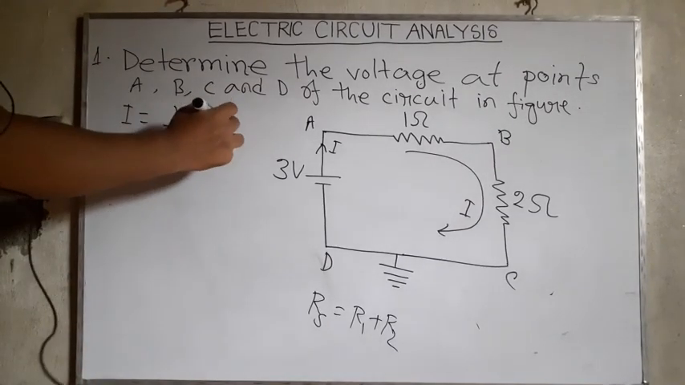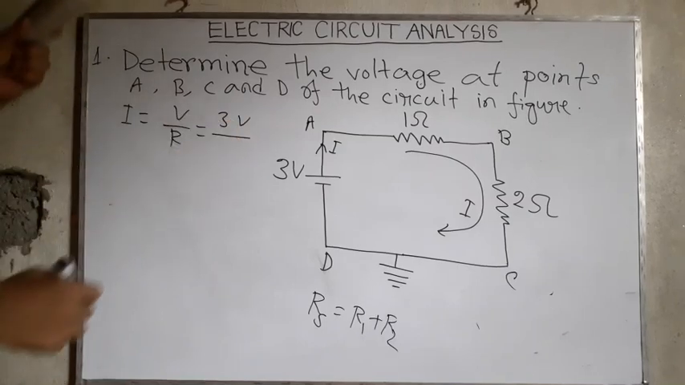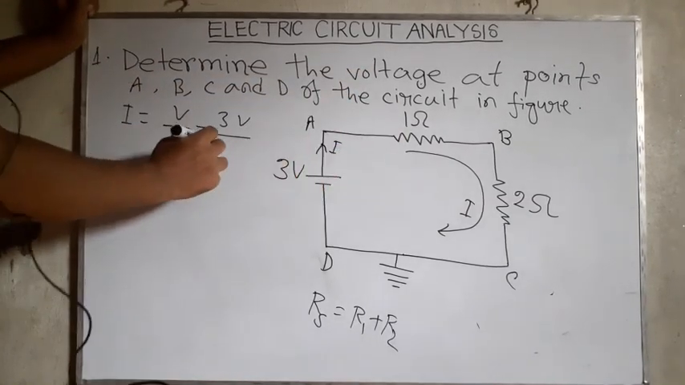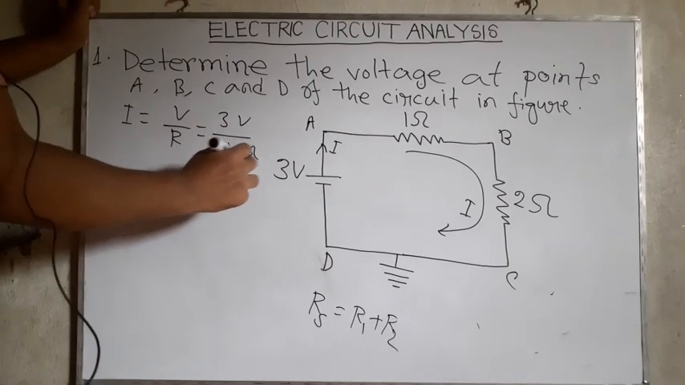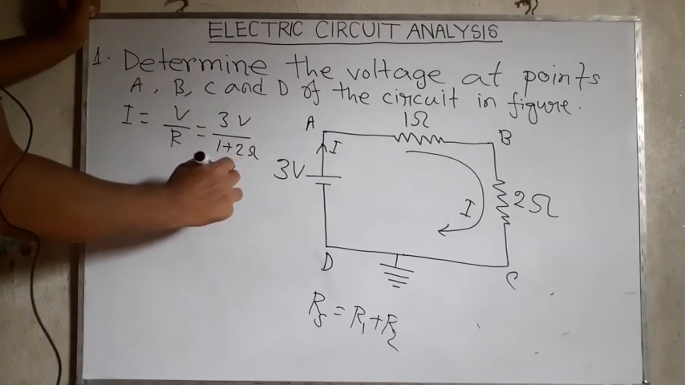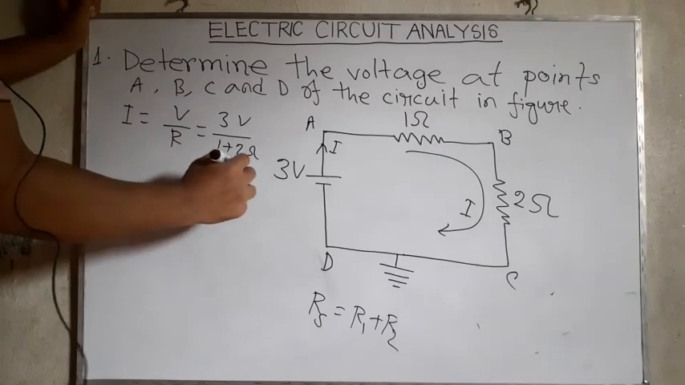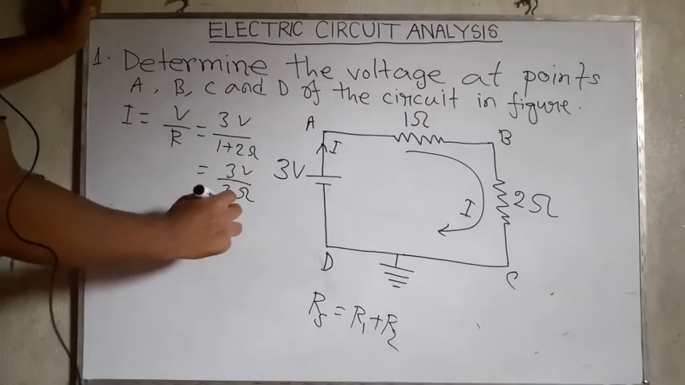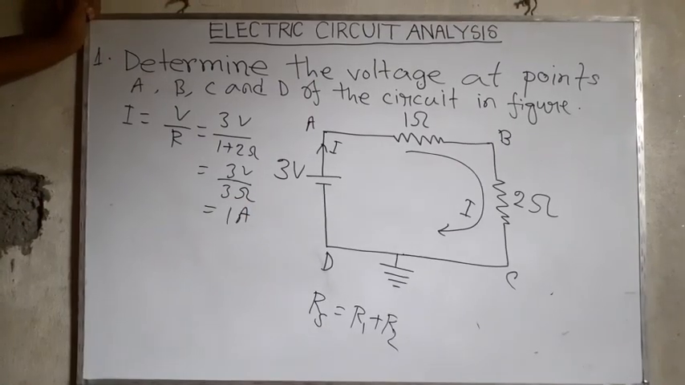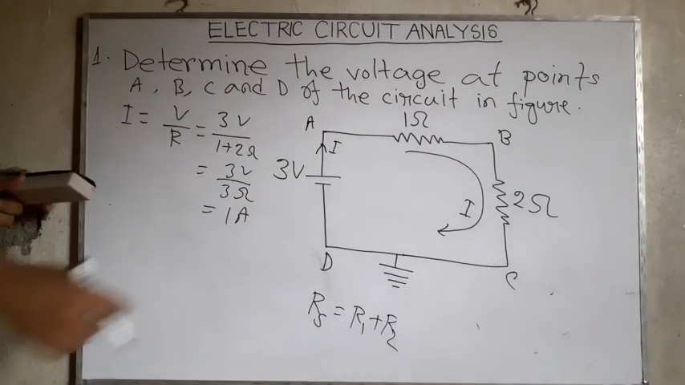The voltage V is equal to 3 volt and the equivalent resistance of this circuit is 1 plus 2 ohm. This is equal to 3 volt divided by 3 ohm, which is equal to 1 ampere. That is, the current flowing through this circuit is 1 ampere.